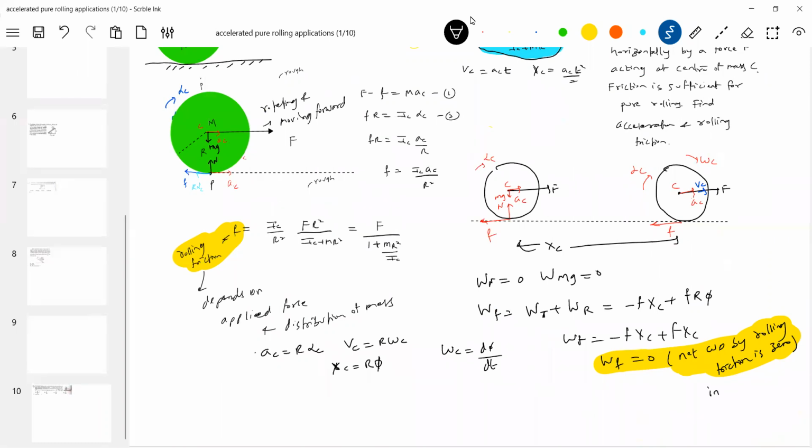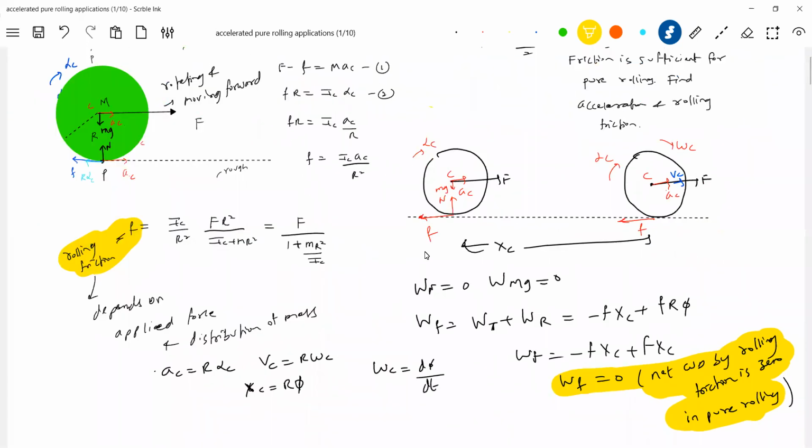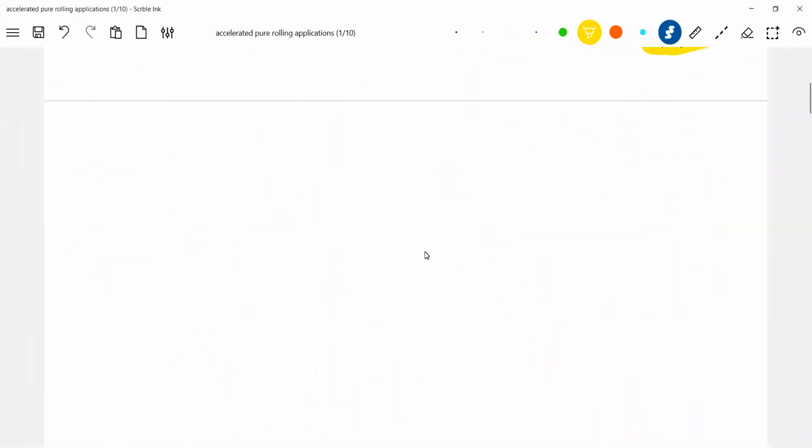In pure rolling. Agree with this? What do you mean by pure rolling, sir? AC is equal to R alpha, acceleration of point P along x-axis must be 0. Here also we are going to get forward slipping, backward slipping ideas. Here only let me introduce. What do you mean by forward slipping, pure rolling?